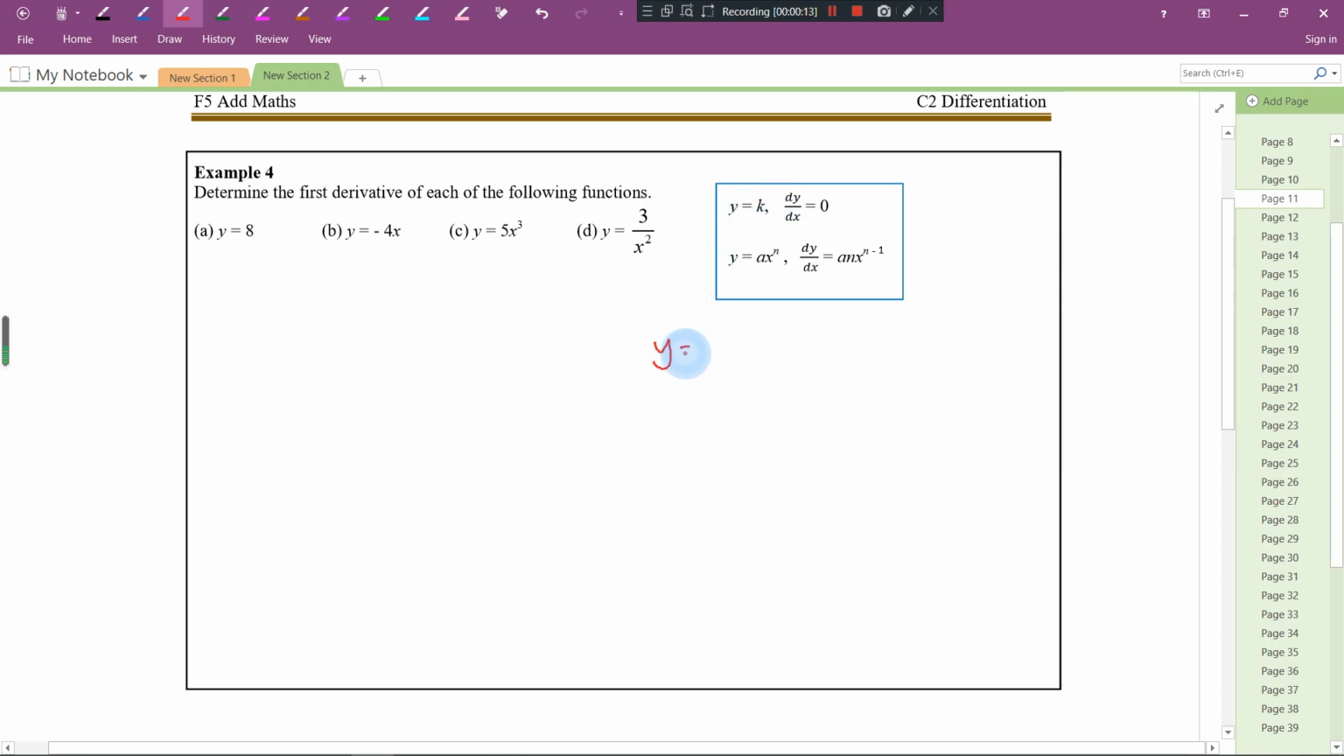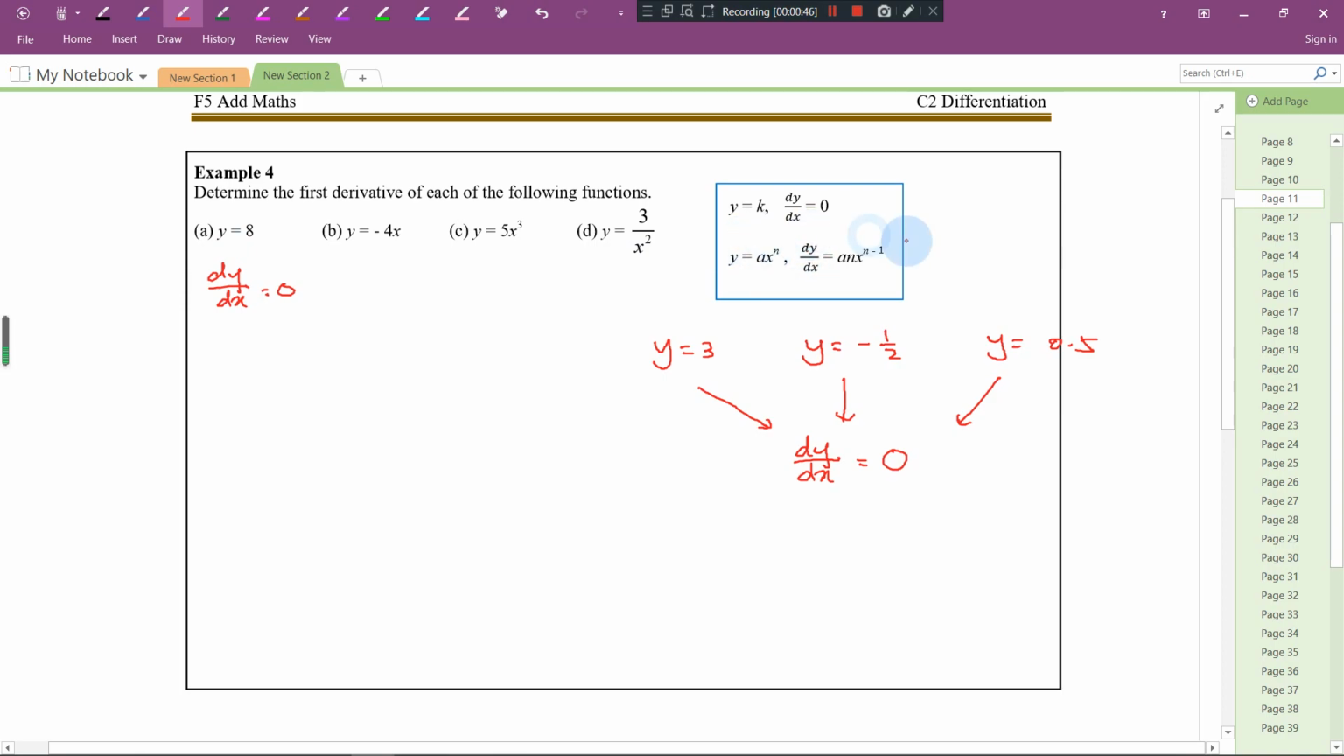For example, y equal to 3, y equal to -1/2, y equal to 0.5. All of this will give you the same answer when you want to find their first derivative, dy by dx. dy by dx for these three are actually the same, which is equal to 0. So this dy dx is equal to 0.